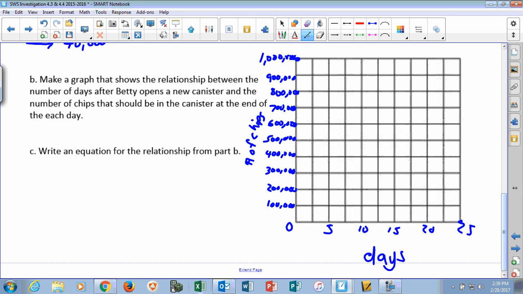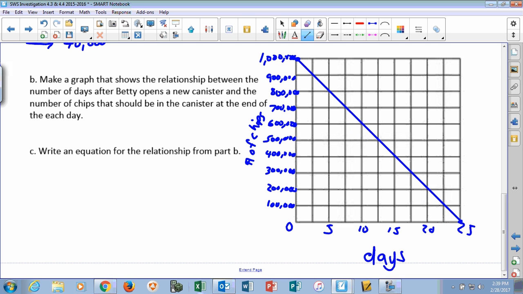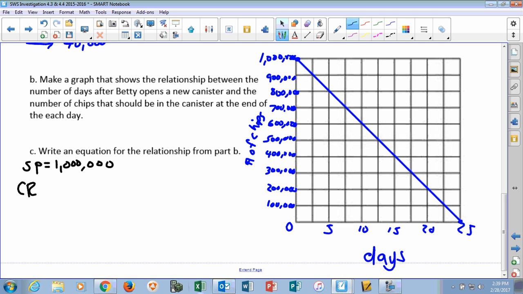Okay? So, if I just play connect the dots, from corner to corner, at 25 days, we're down to 0 chips. At 0 days, we're at 1 million chips. So, what equation is going to make sense for this? What's our constant rate of change? We know our starting point is 1 million chips, right? What's our constant rate of change? 40,000, right? She uses that many chips per day.